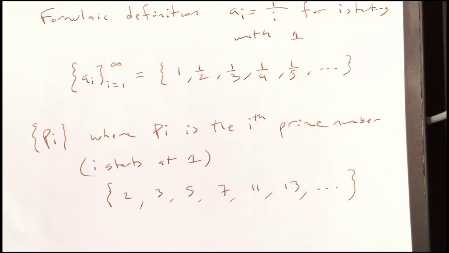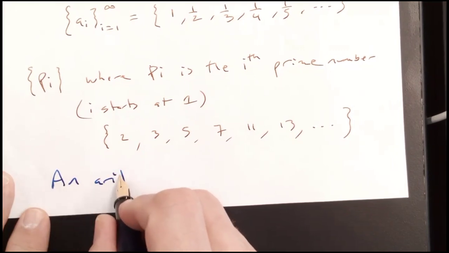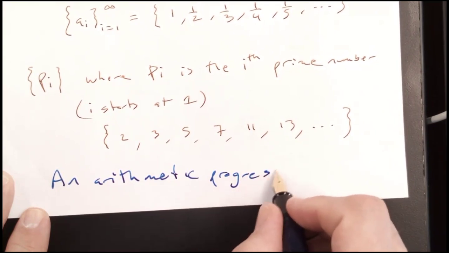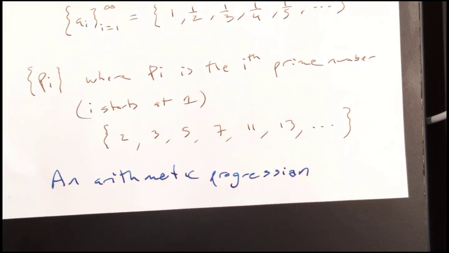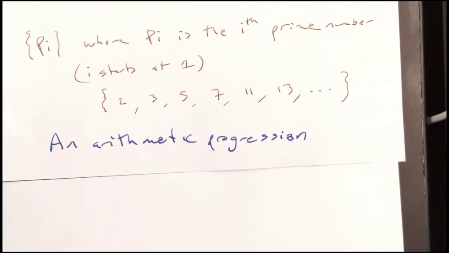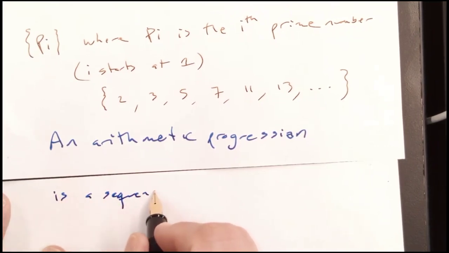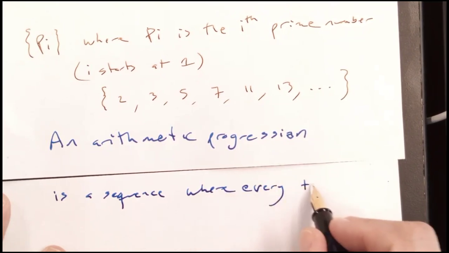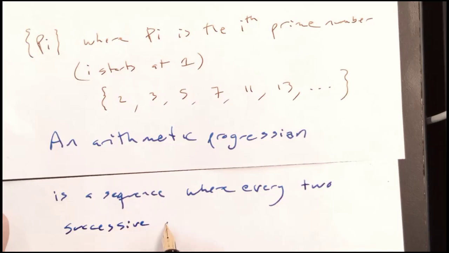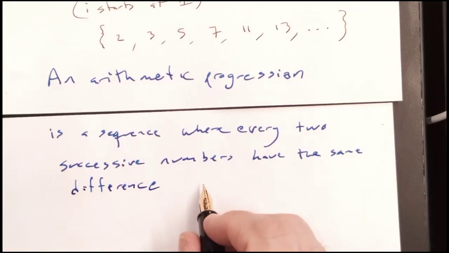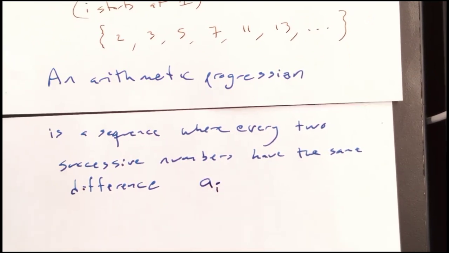Some sequences are particularly useful. An arithmetic progression is a sequence where every two numbers have the same difference. In other words, if I look at the ith term and I look at the one before that, the difference between those two is some constant. D for difference.